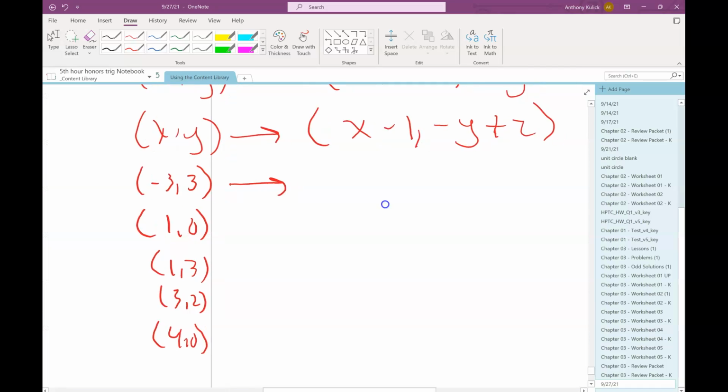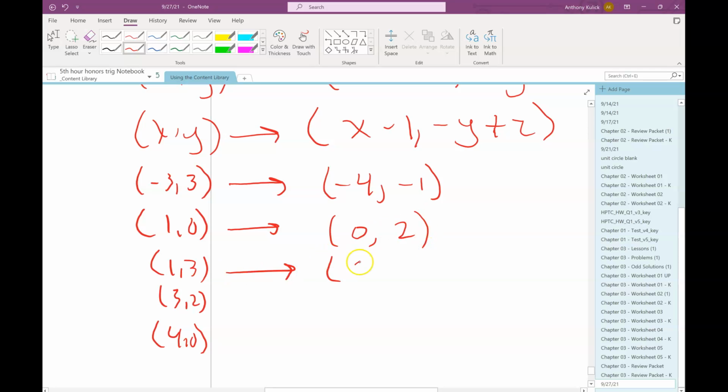Okay. So negative 3 minus 1 is negative 4. Negative 3 plus 1 is negative 1. You okay with what I did there, Alex? Yeah. Okay. 1 minus 1 is 0, and then 0 plus 2 is 2. 1 minus 1 is 0. Negative 3 plus 2 is negative 1. 3 minus 1 is 2. Negative 2 plus 2 is 0. 4 minus 1 is 3. And 0 plus 2 is 2.